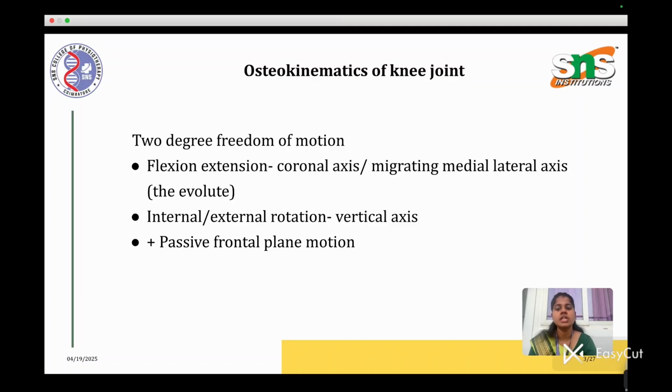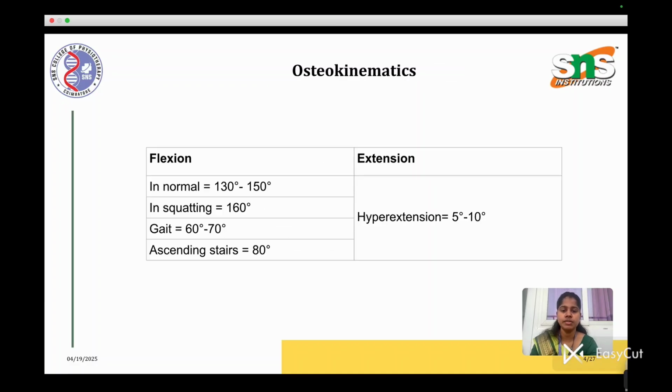as we all know. So the first one is flexion extension, which is done in the coronal axis. The second one is internal or external rotation, which is done in the vertical axis. The other one is passive frontal plane motion.